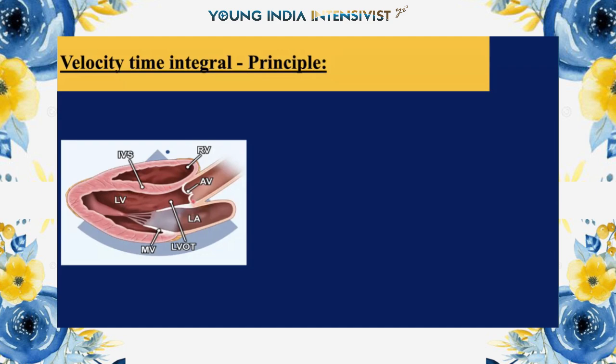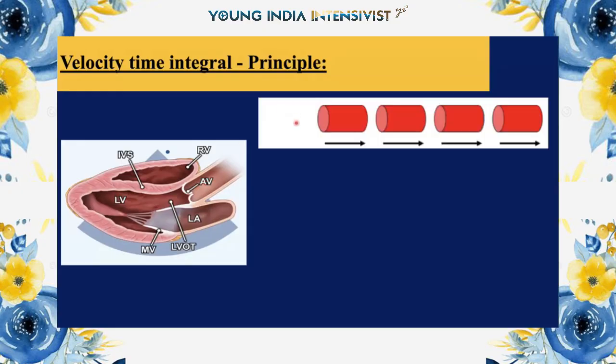And this will be your aortic valve. And this will be your mitral valve. And this will be your LVOT. So what happens when the left ventricle contracts and ejects: the aortic valve opens and it ejects blood through the LVOT, in the form of multiple cylinders.